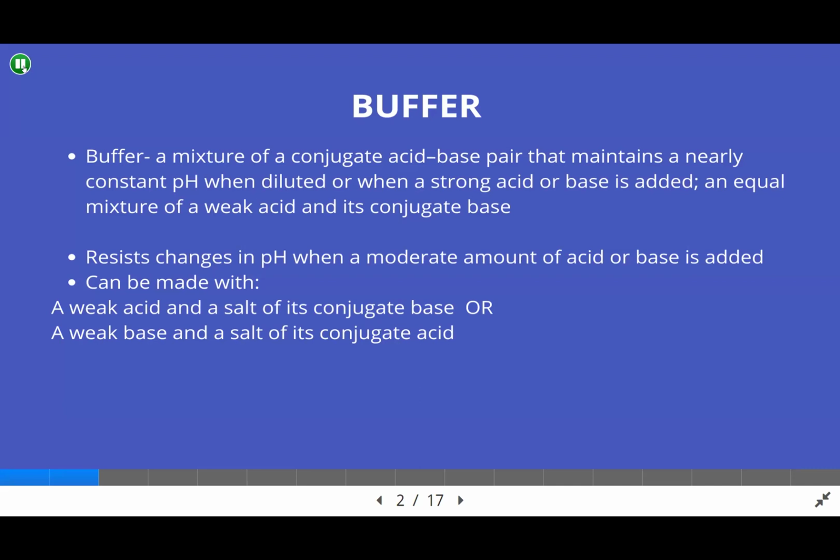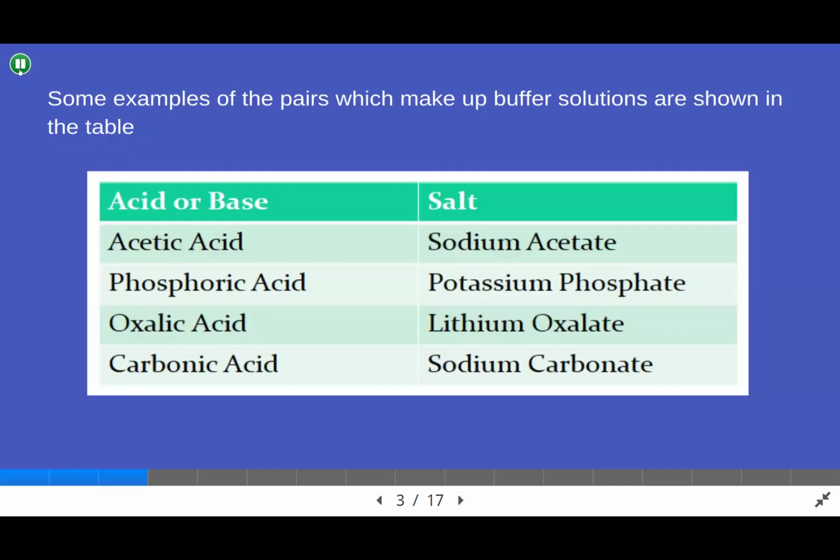A weak acid and a salt of its conjugate base will be a buffer, or you can have a weak base and a salt of its conjugate acid together. Some examples of the pairs which make up buffer solutions are shown here in the table. You can have acetic acid with sodium acetate, phosphoric acid with potassium phosphate, oxalic acid with lithium oxalate, and carbonic acid with sodium carbonate. And we'll go through an example.